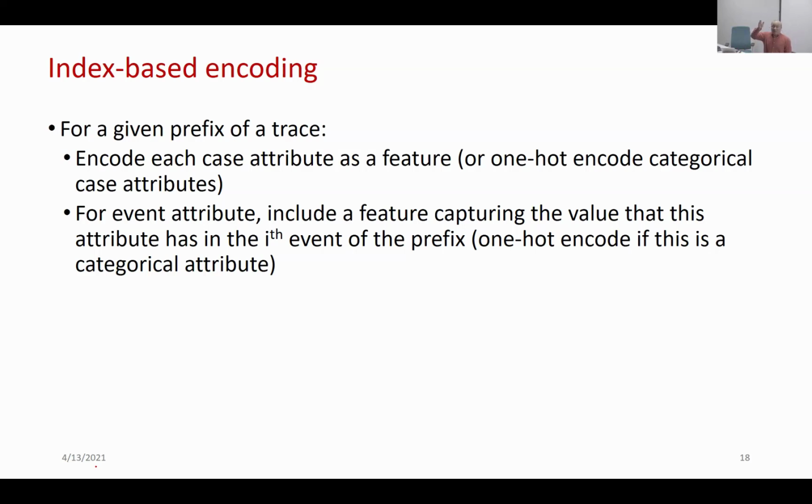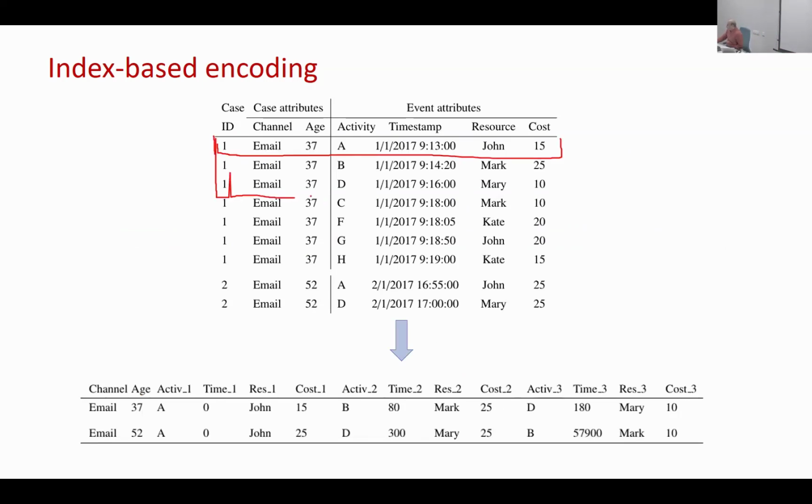So what was the time of the first event, the time when the second event happened in the prefix, the time of the third event, what was the loan amount for the first event, second event, and third event. So you just keep encoding. So you get a heck of a lot of columns, but I'm going to show you some tricks to tackle that problem. So this is how this technique works.